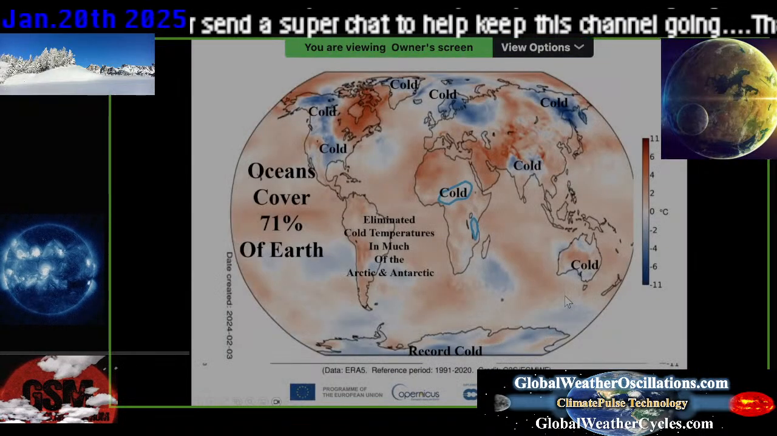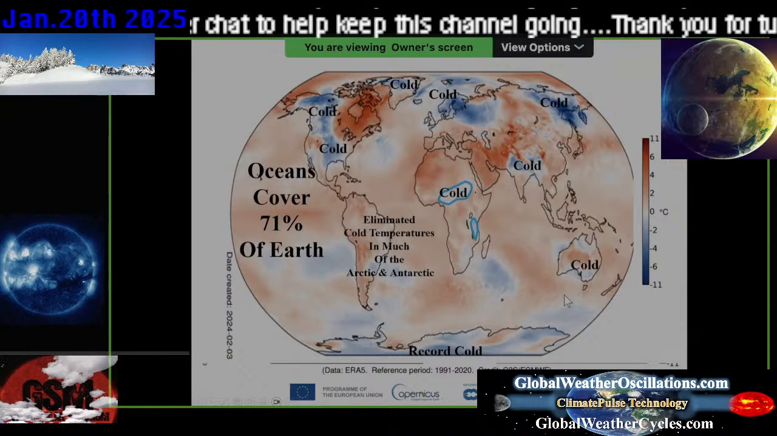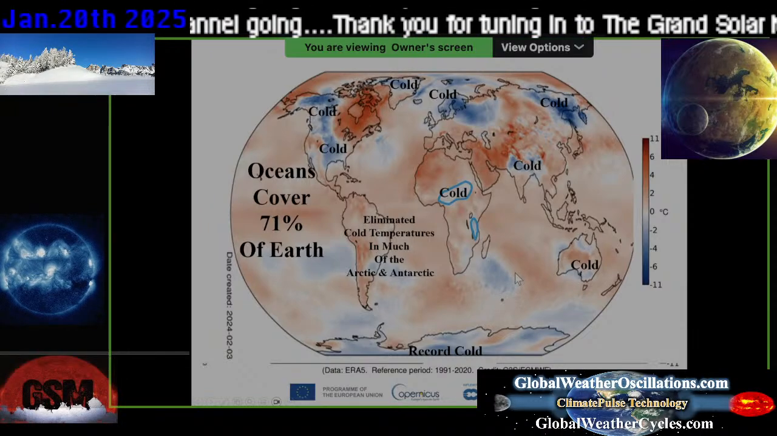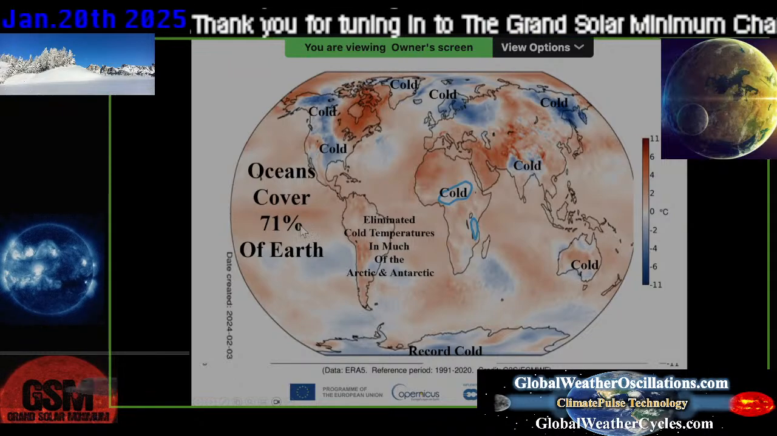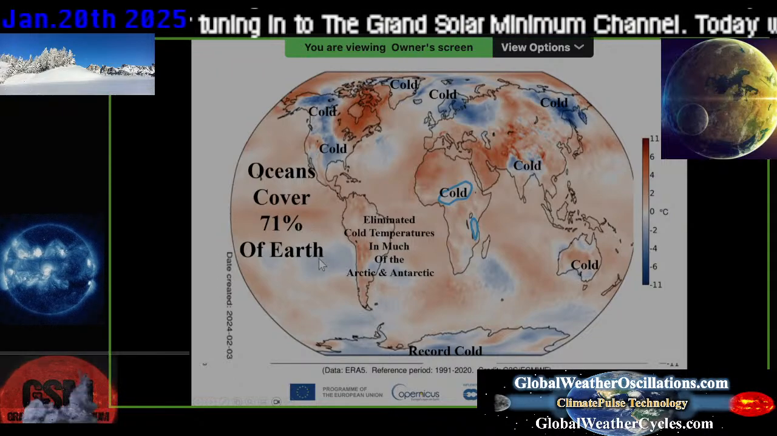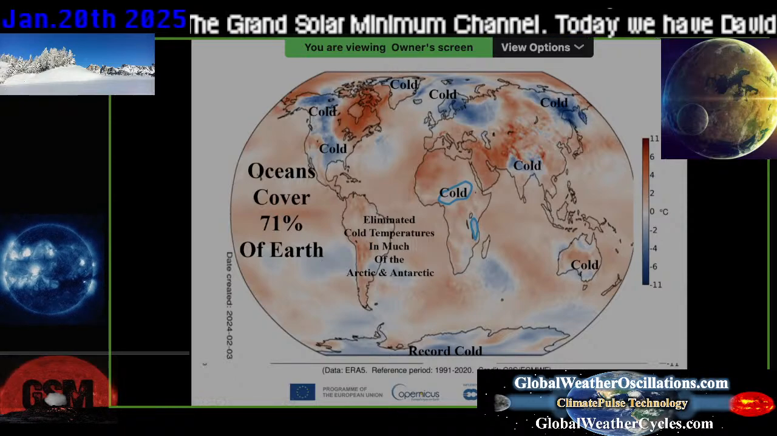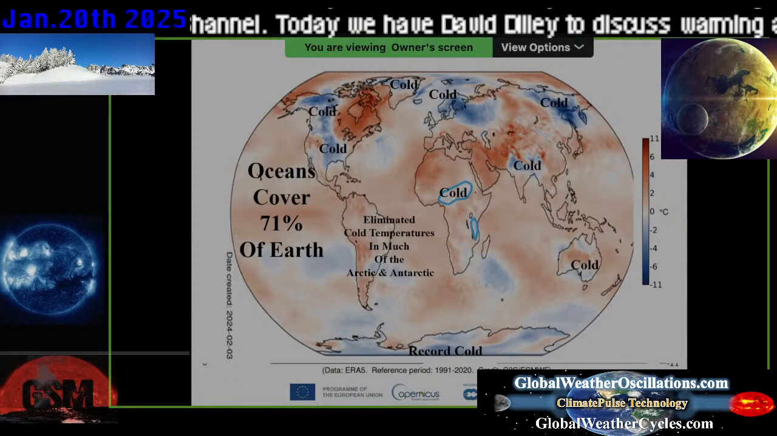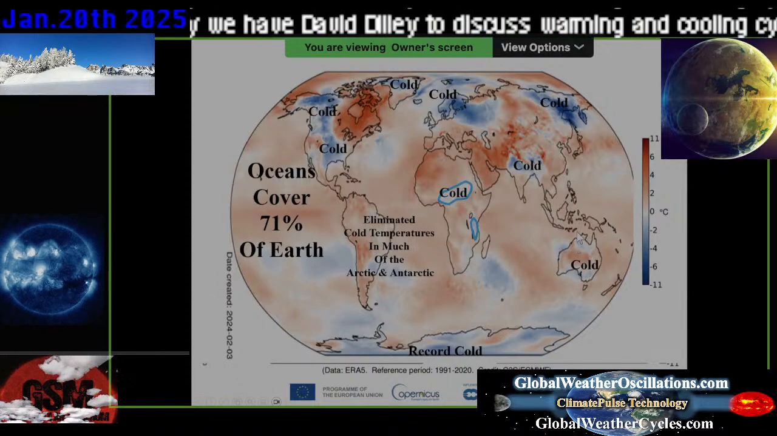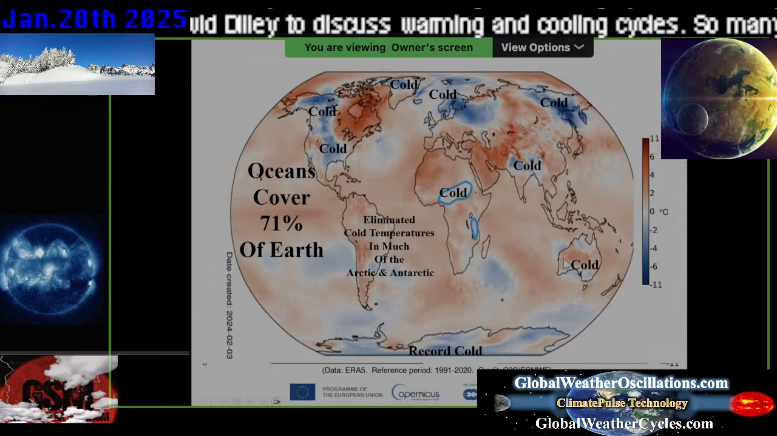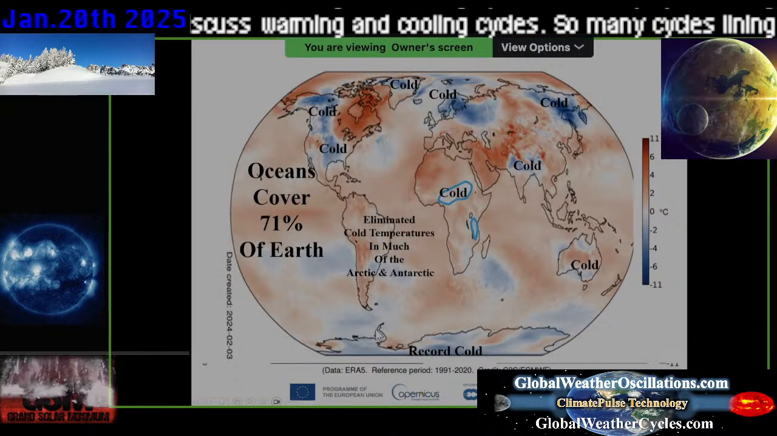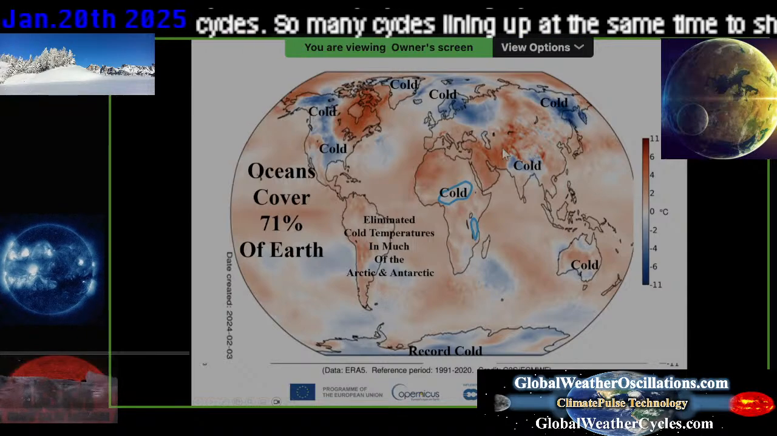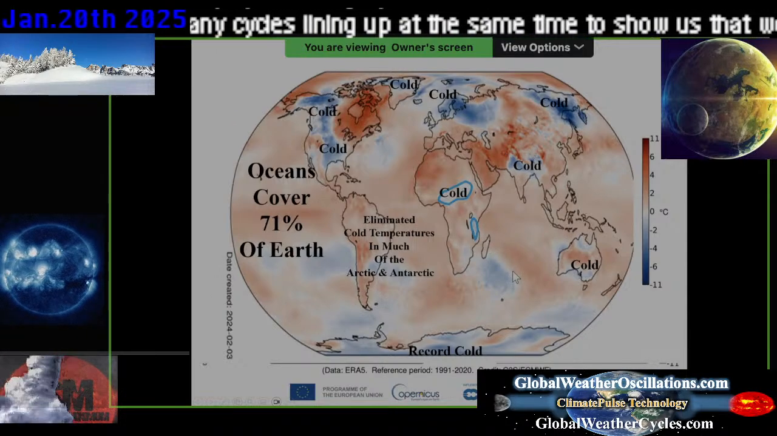Well, one thing that they do is they take the temperatures of the oceans and the land areas around the world, but the oceans cover 71% of the Earth. So that has a big bearing on what the temperature is actually going to be. In this, what I'm showing here, this is January 2024, about a year ago, record cold in the Antarctic. Rest of the area is pretty warm, pretty warm.